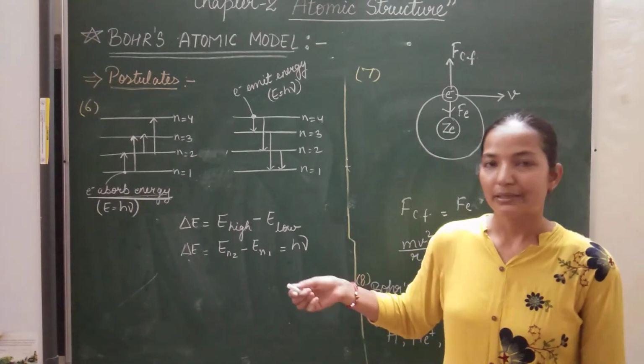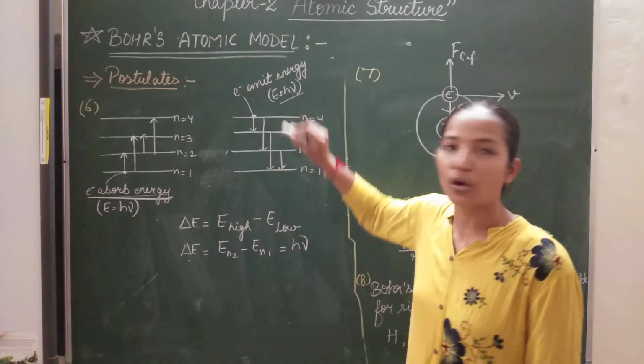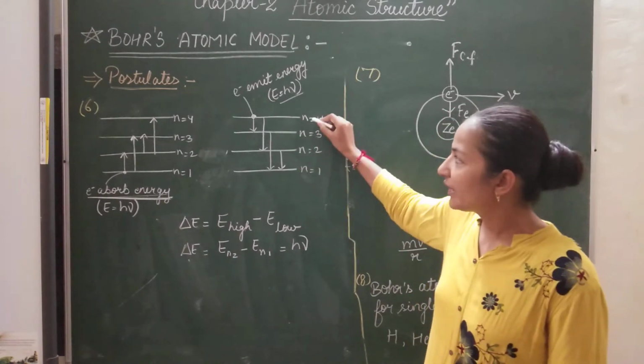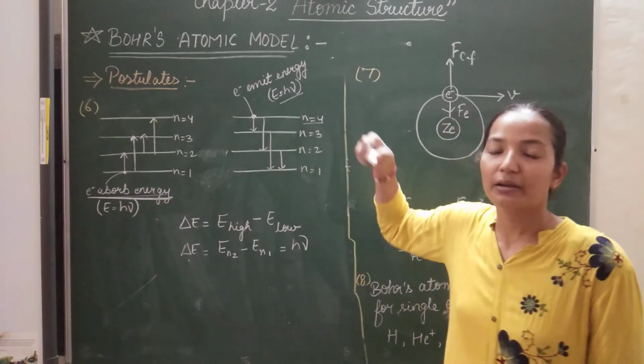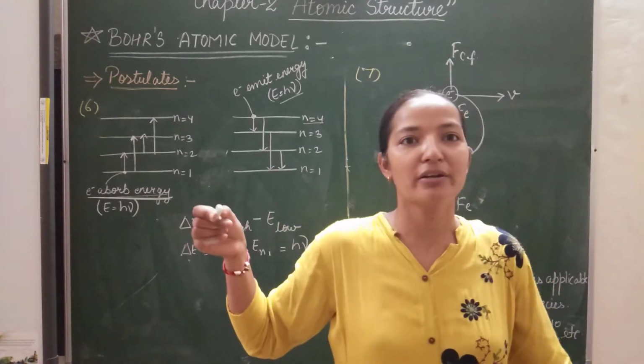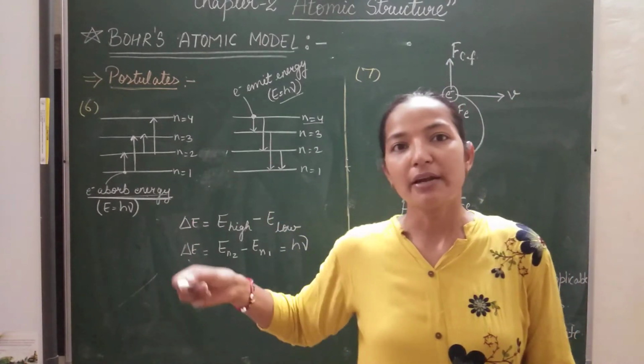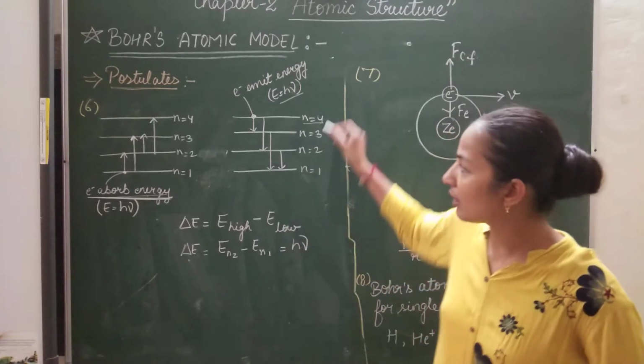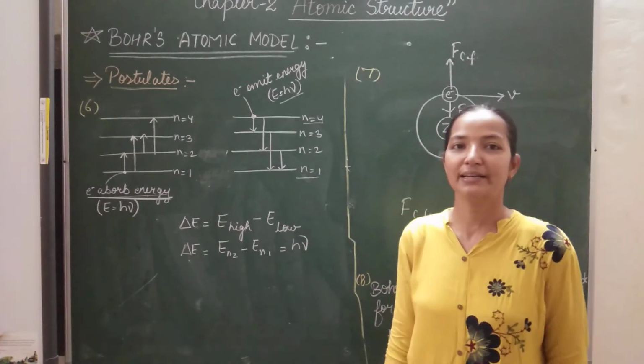Electron always emits energy in the form of photons only. Because if it is at a higher energy state, that means it has a large amount of energy. So whenever it loses energy, it has less energy, and it comes to the lower energy state.